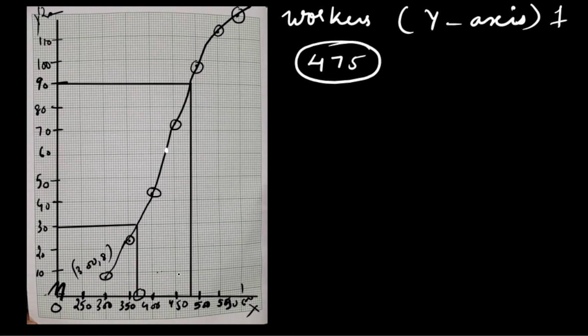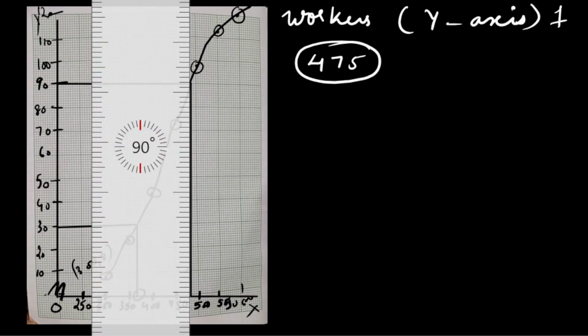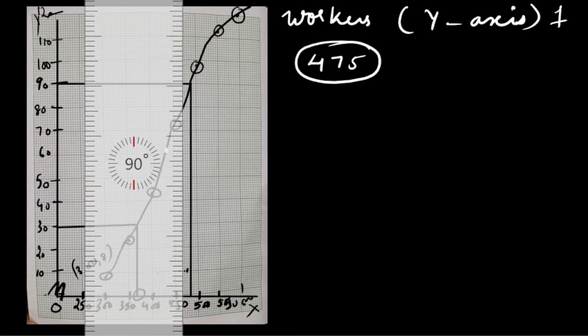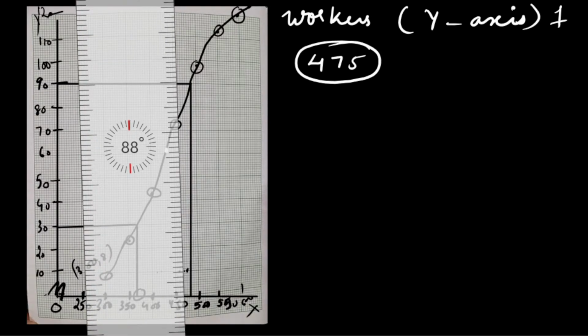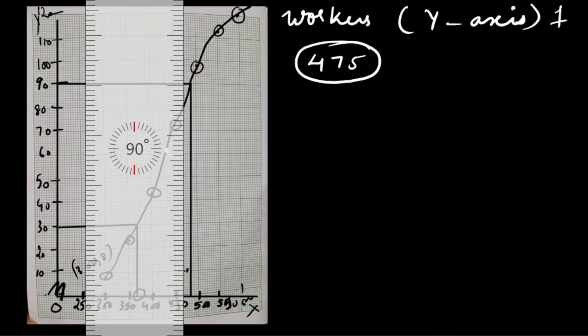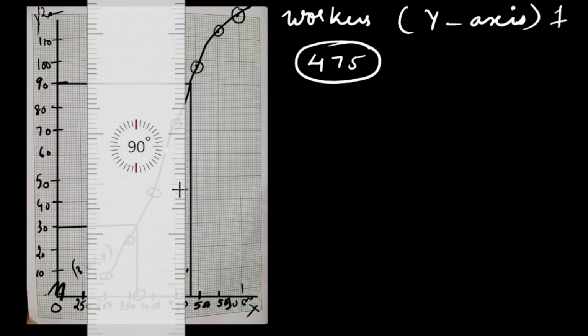So this is 450. This is 460, 470. So 475 I'll get on this line. With the help of a scale, you have to join 475 with the curve. Now we are going to do the opposite thing. We are going to join 475 with the curve because we knew the value at the x-axis.